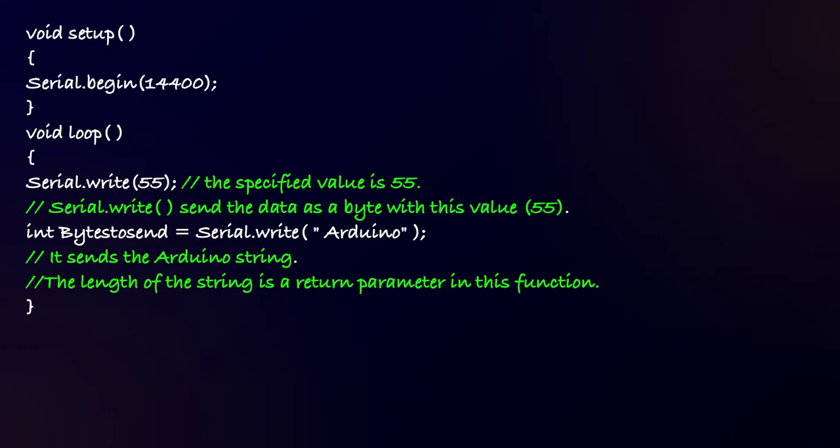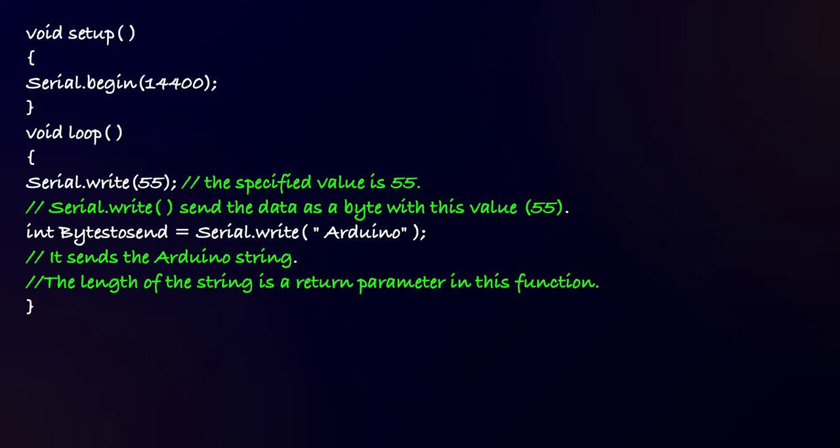Let's see. Inside void setup, we have said Serial.begin(14400). It's not a fixed thing; you can change it, of course. Now Serial.write(55), the specified value. Serial.write sends the data as a byte with this value, which is given here as 55. Now the 8 byte to send equals Serial.write("Arduino").